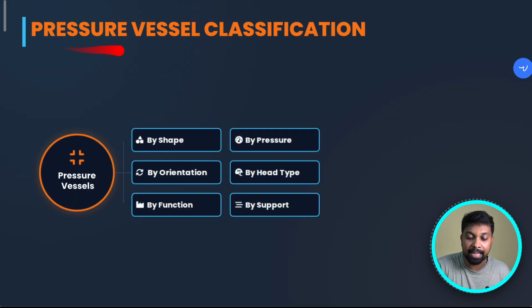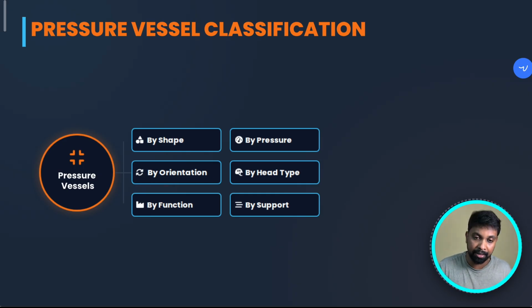The classification of pressure vessels can be by shape, by orientation, by function, by pressure, by head type, and by support. By shape, as you saw previously, it can be cylindrical, spherical or other shapes. Even rectangular pressure vessels are built. By pressure, if it is high pressure, it is going to be a different design. We'll go for a hemispherical head instead of a flat head or an ellipsoidal head.